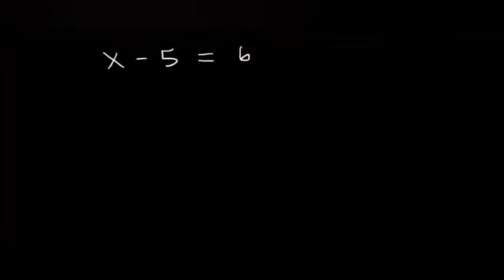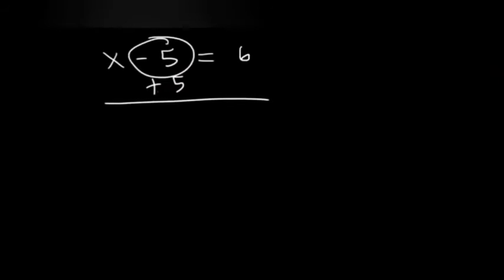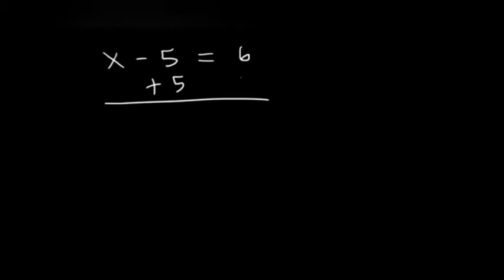Let's take another similar example. x minus 5 is equal to 6. Now, to cancel out the minus 5, you add 5 to both sides, which is the opposite of subtraction. So add 5 to both sides. It's as simple as that. The 5 is cancelled by the other 5.